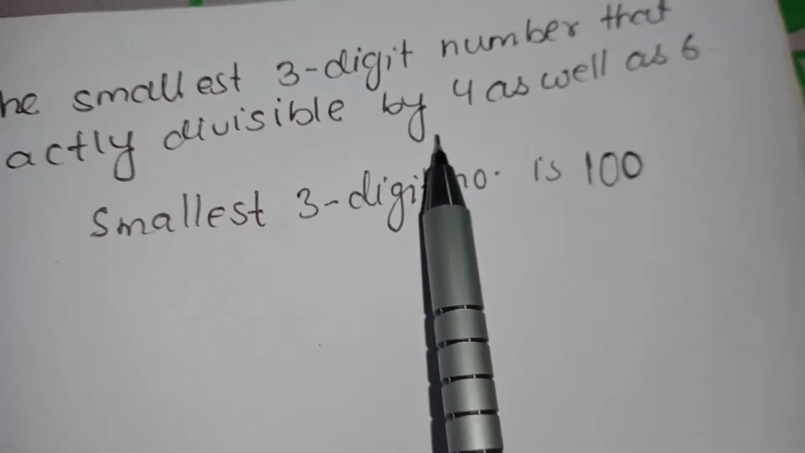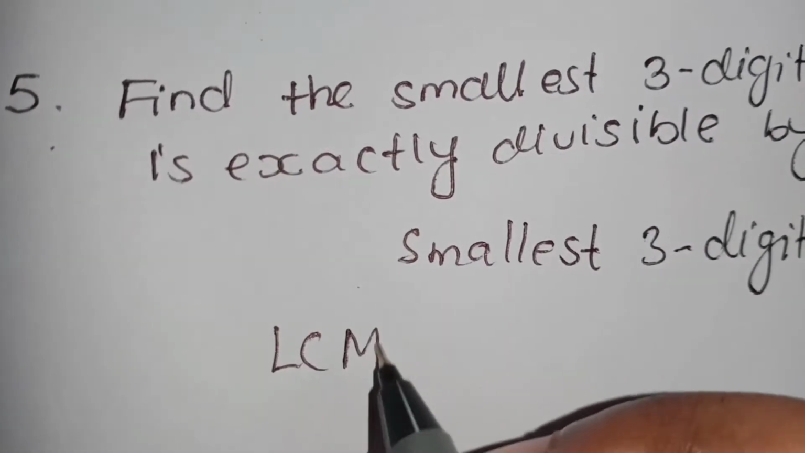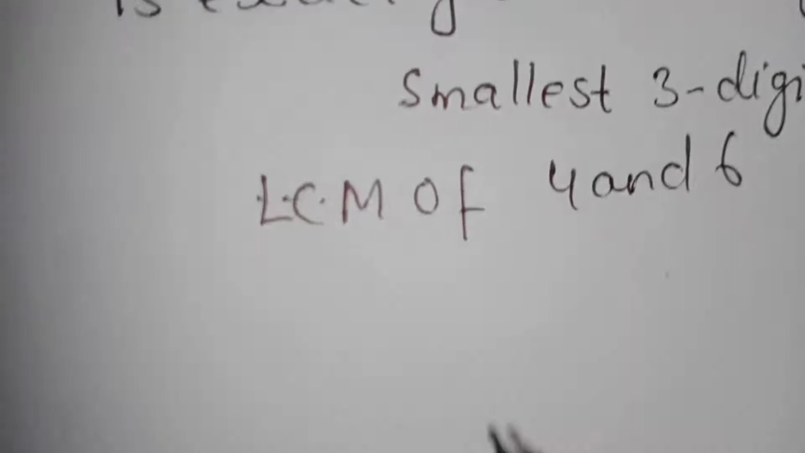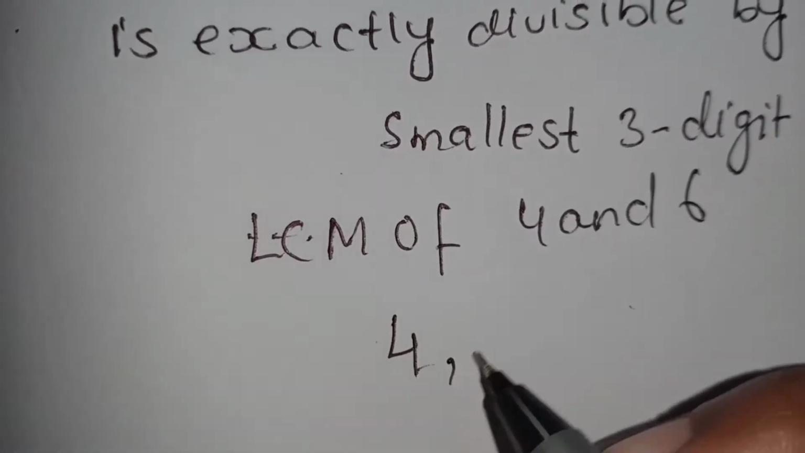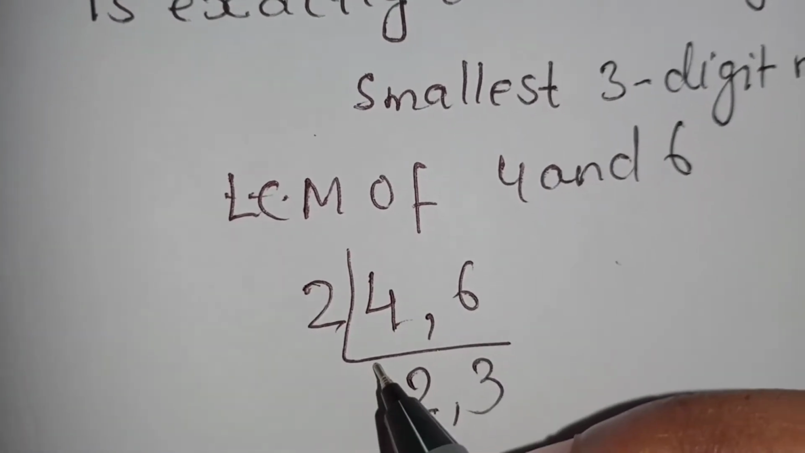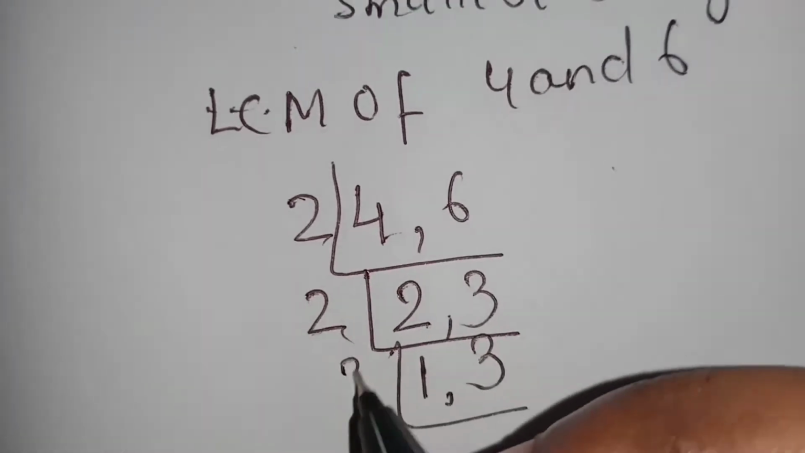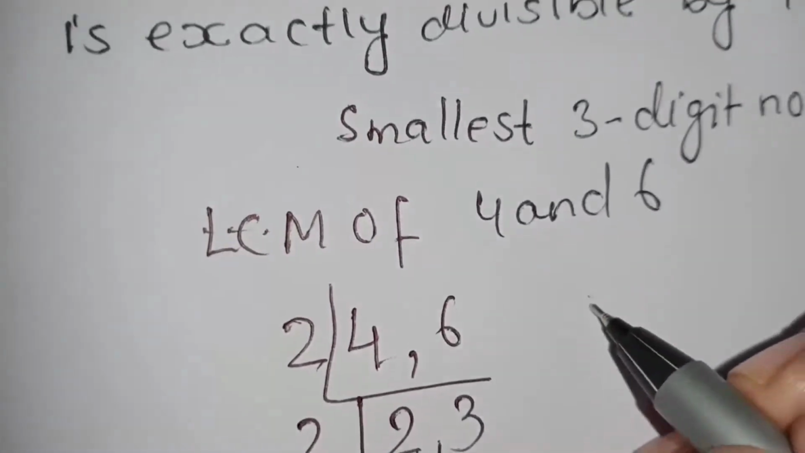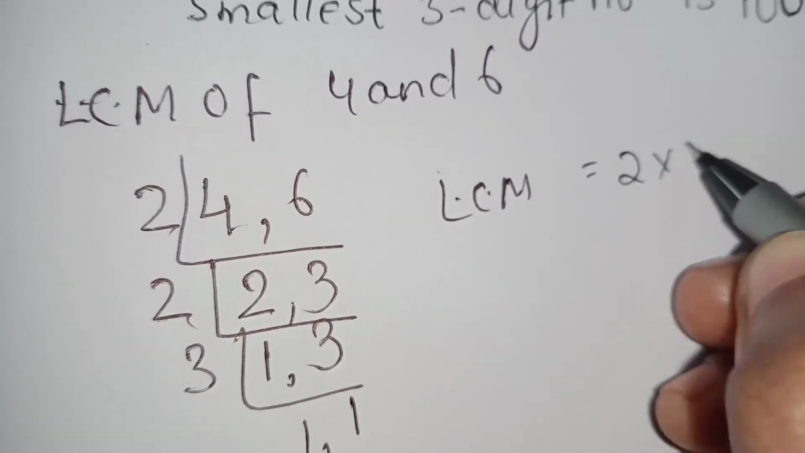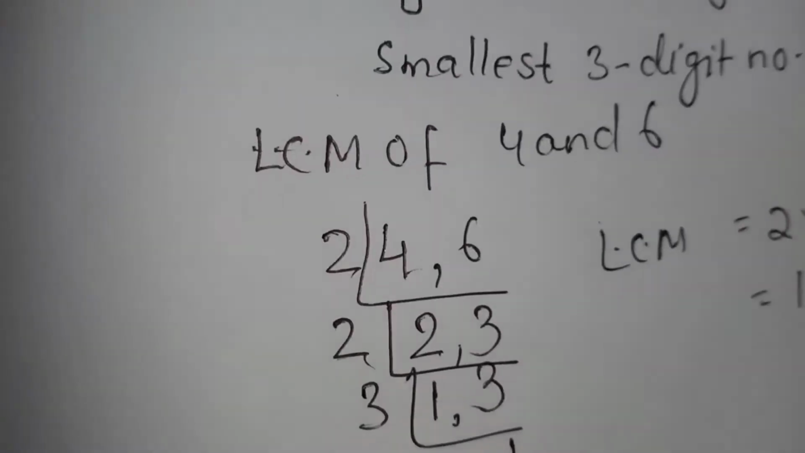Now we will find the LCM of 4 and 6. It is very easy to find. Both of them will come in the 2 table. 2 twos are 4, 2 threes are 6. Now 2 will come in its own table, 3 will not, so 3 will come in its own table, 3 ones are 3. Now what is the LCM? LCM is equal to 2 into 2 into 3. 2 twos are 4, 4 threes are 12. So the LCM is 12. But this is not the answer.